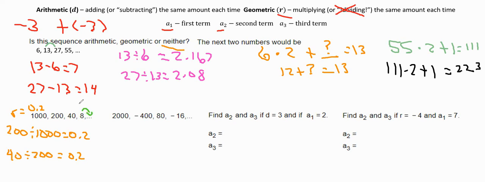We're going to do 8 times 0.2, and then we're going to take that number and multiply it again. So 8 times 0.2 is 1.6. And then we multiply 1.6 by 0.2, and we get 0.32. Notice that I'm not rounding.